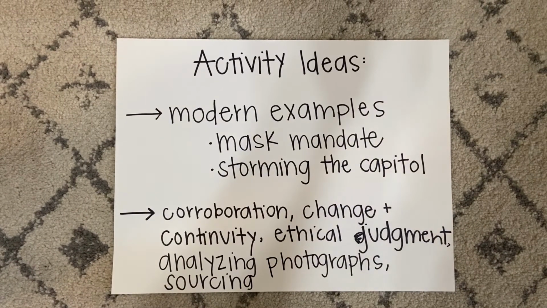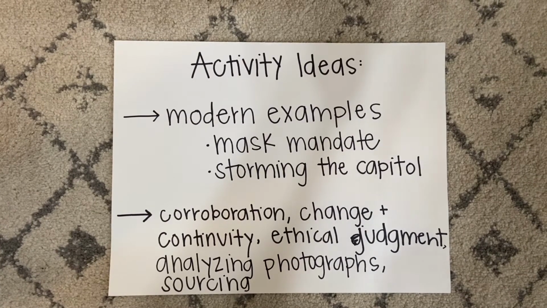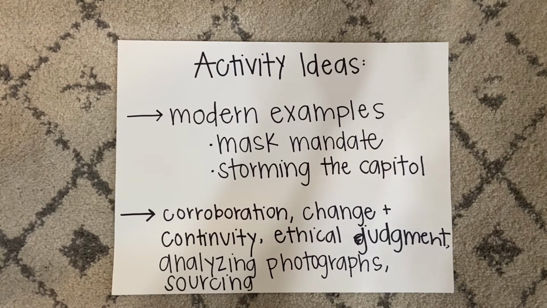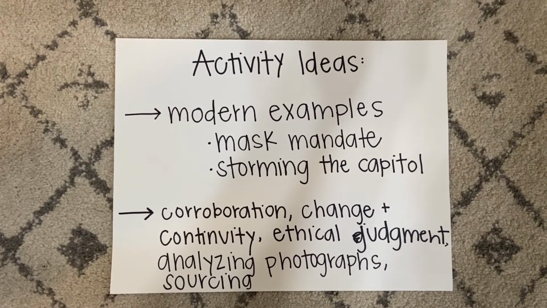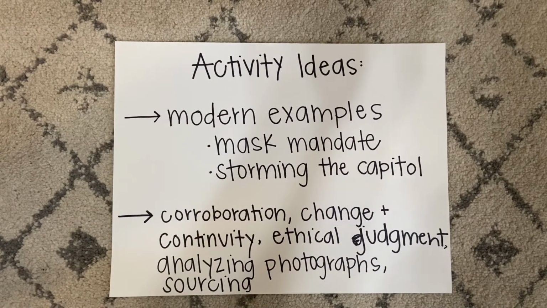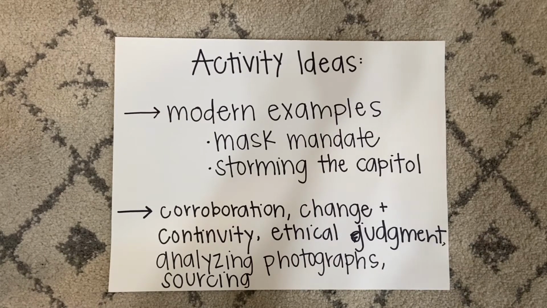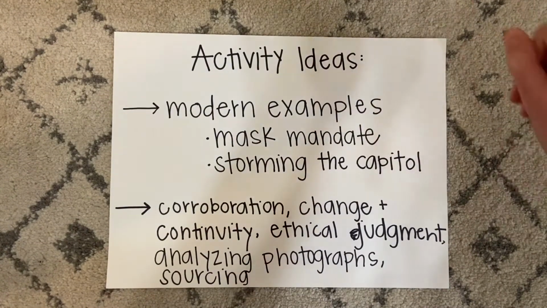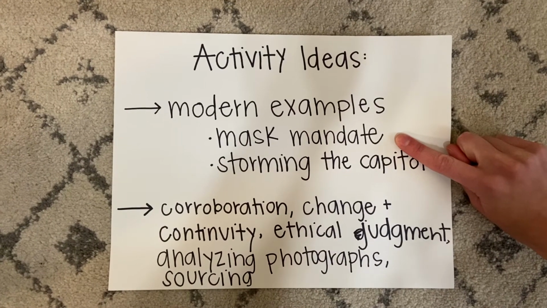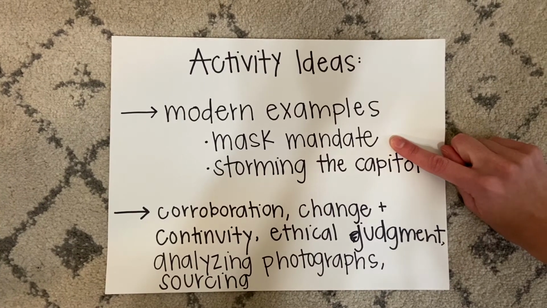But some other ideas I had while I was reading this book were to, at the beginning of the school year, and you could even do this at the end of the school year, provide modern examples for your students to use while nurturing the different meta concepts in the book. So for example, you could start out the year by introducing the topic of corroboration by giving students different opinions on the mask mandate and having them read different sources and the different opinions of political leaders and the public.